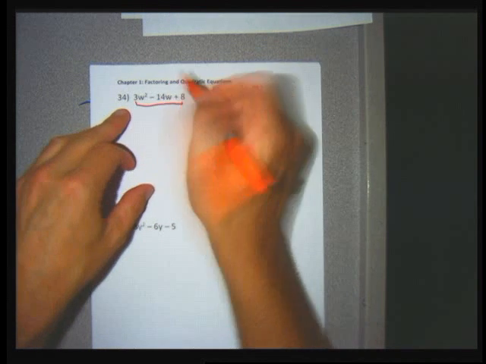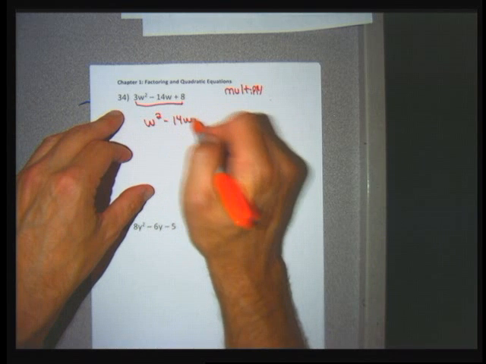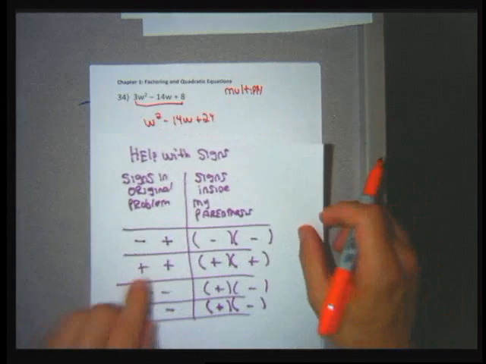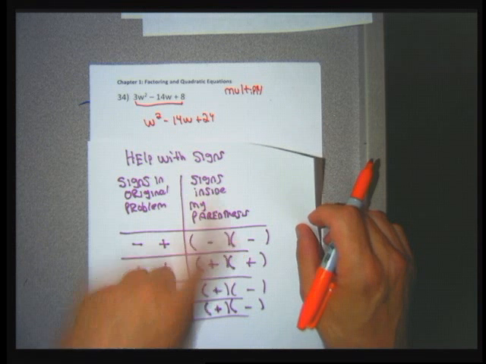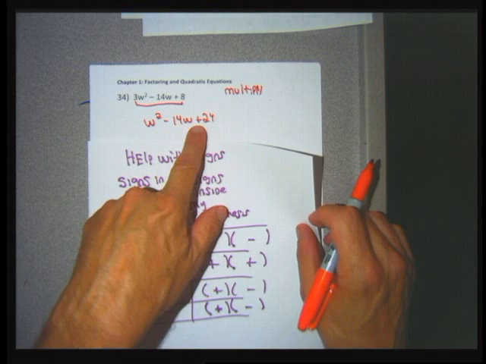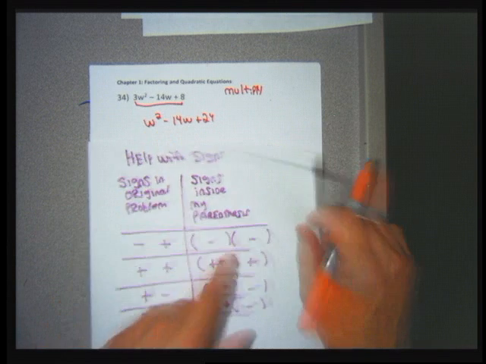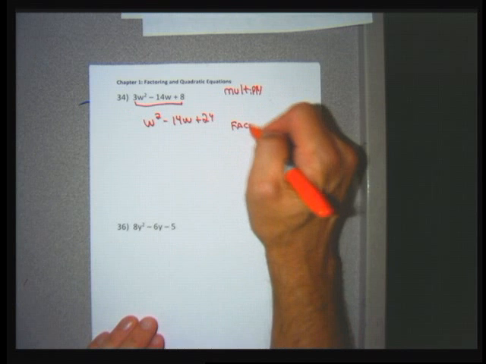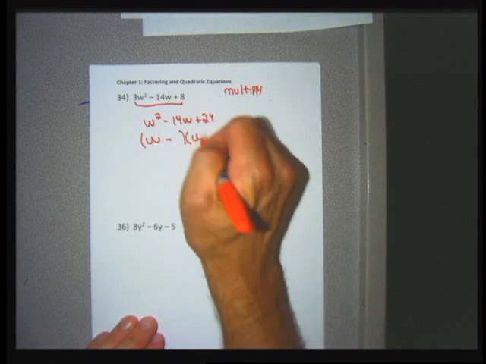Multiply this 3 and this 8. And I get w squared minus 14w plus 24. My template tells me if the first sign is minus and the second sign is plus, I need a double minus. And that's the case here. So I can fill in when I go to factor this. I know my firsts are a couple of w's, my signs are a couple of minuses. So I've multiplied, and now I'm factoring. I'm going to get a w minus and a w minus.